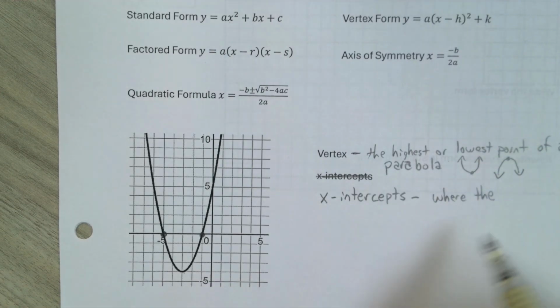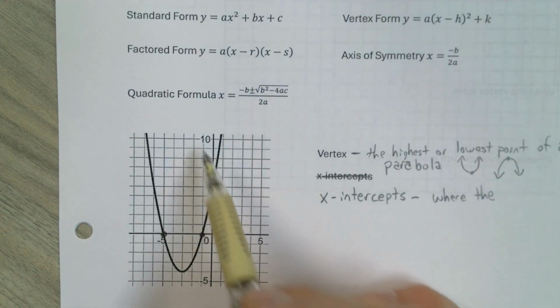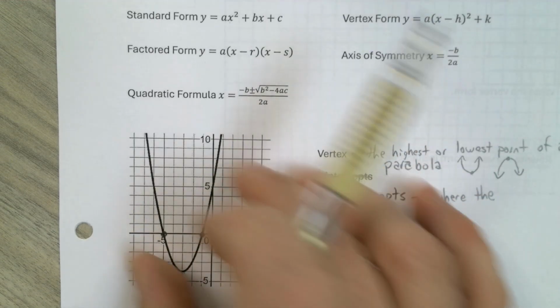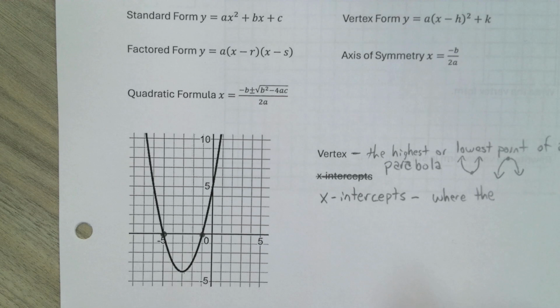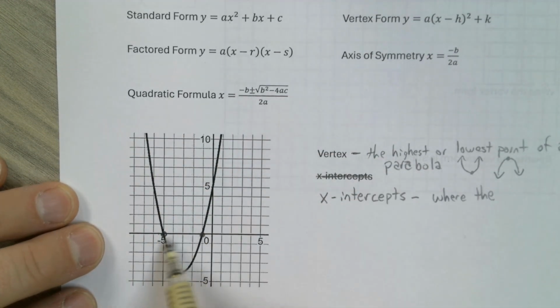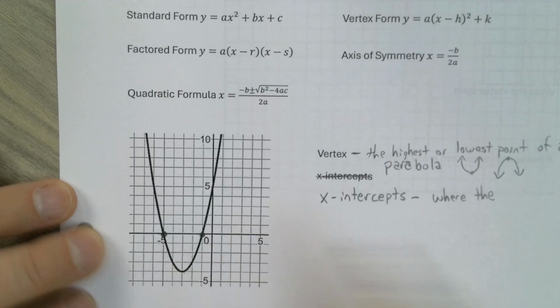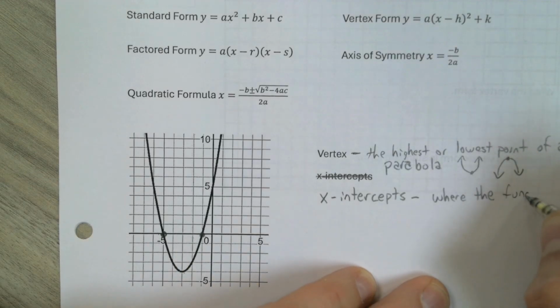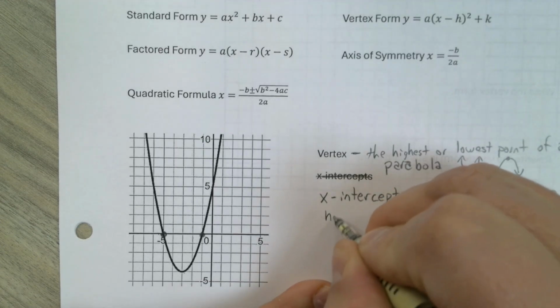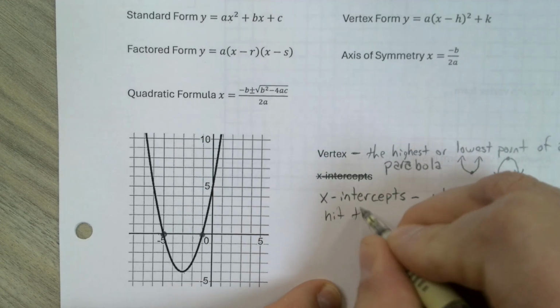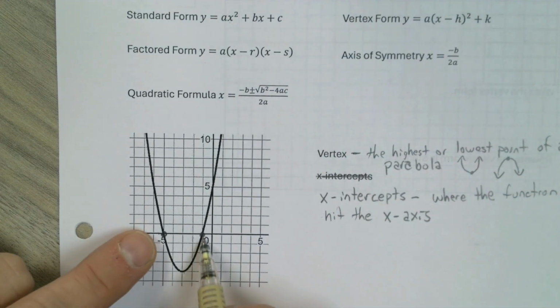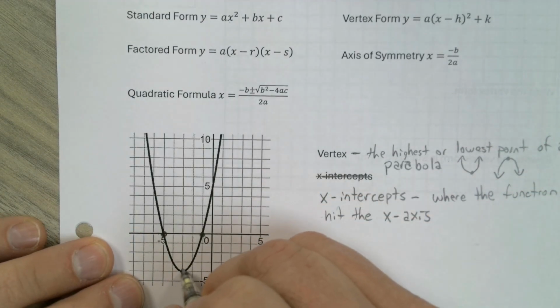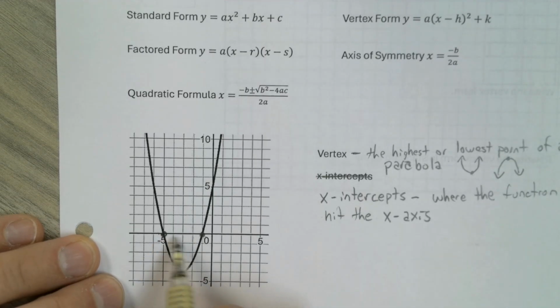I want to be careful because sometimes when I've used the term the graph, I'll have students think that I mean the grid. But when I say the graph, I'm really referring to this. So I guess maybe a better way to say it is where the graph of the function hits the x-axis. So I'll put where the function intersects the x-axis. And so here, these would be the x-intercepts. All right, so we have our vertex here, and we have our x-intercepts here.